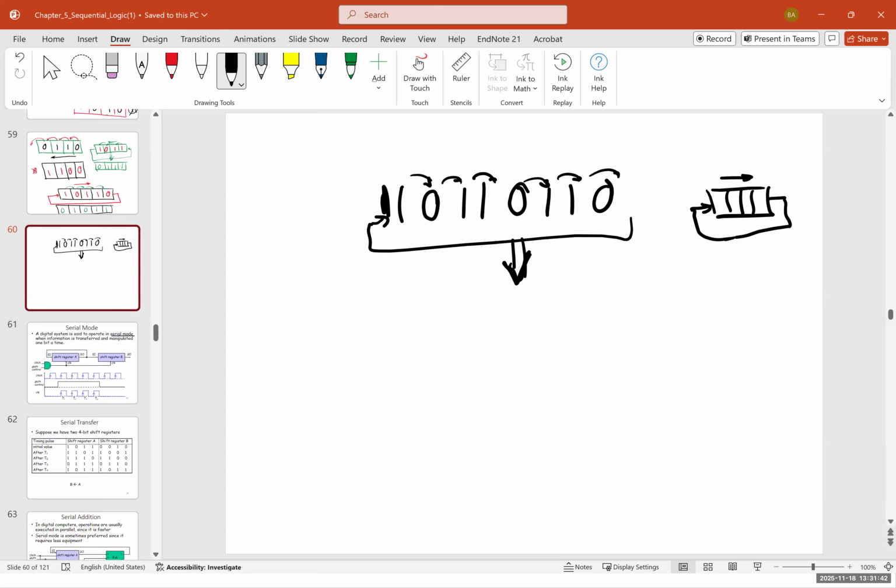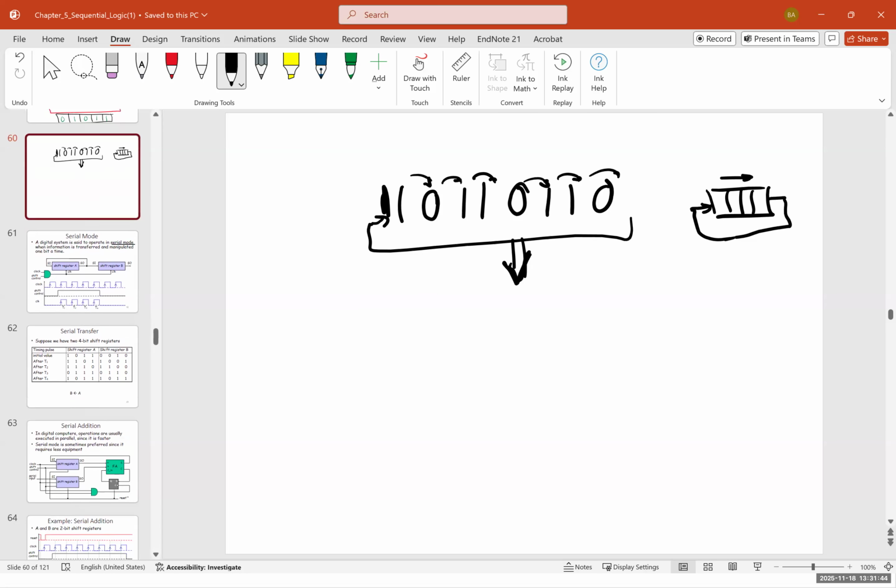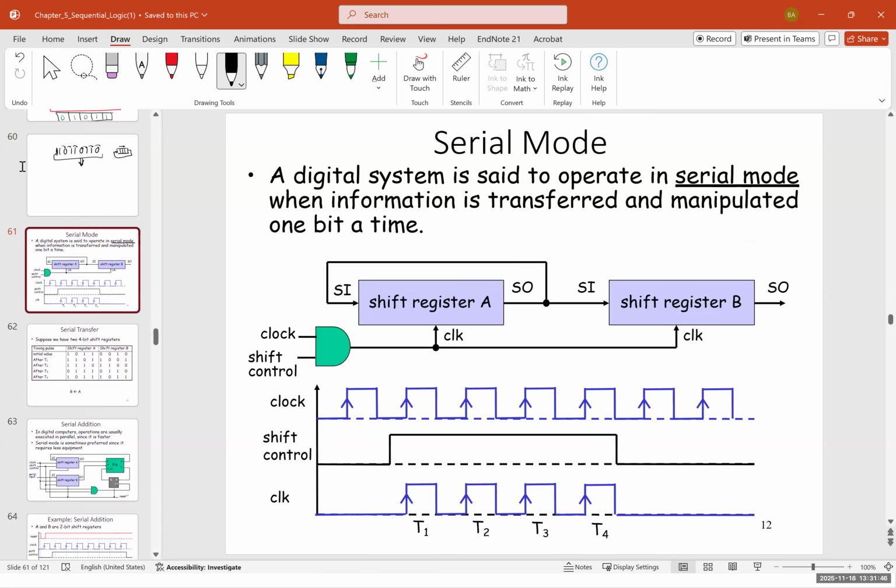Now let's continue with our shift registers. In serial mode, a digital system is set to operate in serial mode when information is transferred and manipulated one bit at a time. This is an example of a shift register in serial mode.